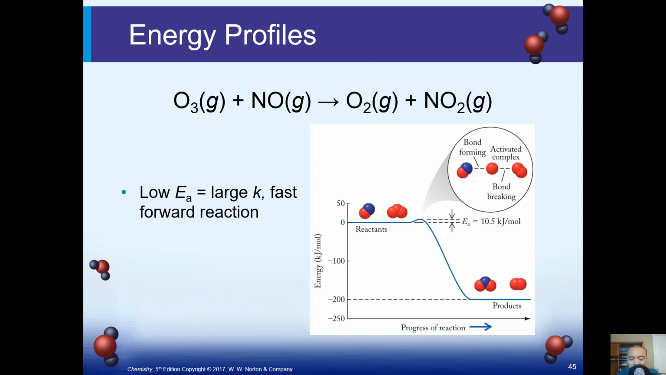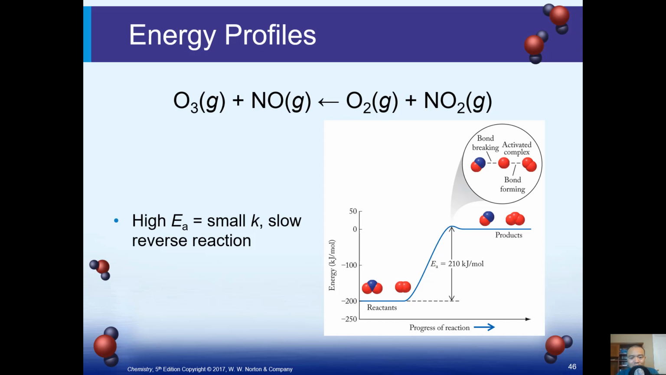Let's consider the energy profile for the reaction between nitrogen monoxide and ozone. As illustrated in this figure, the activation energy for this reaction is very small, which translates to a very large value for the rate constant according to the Arrhenius equation. The reaction is very fast.